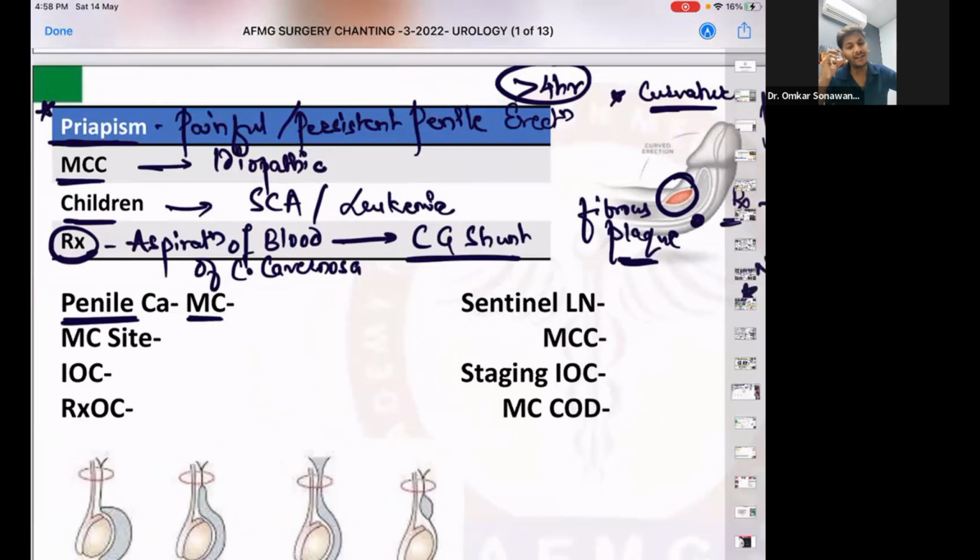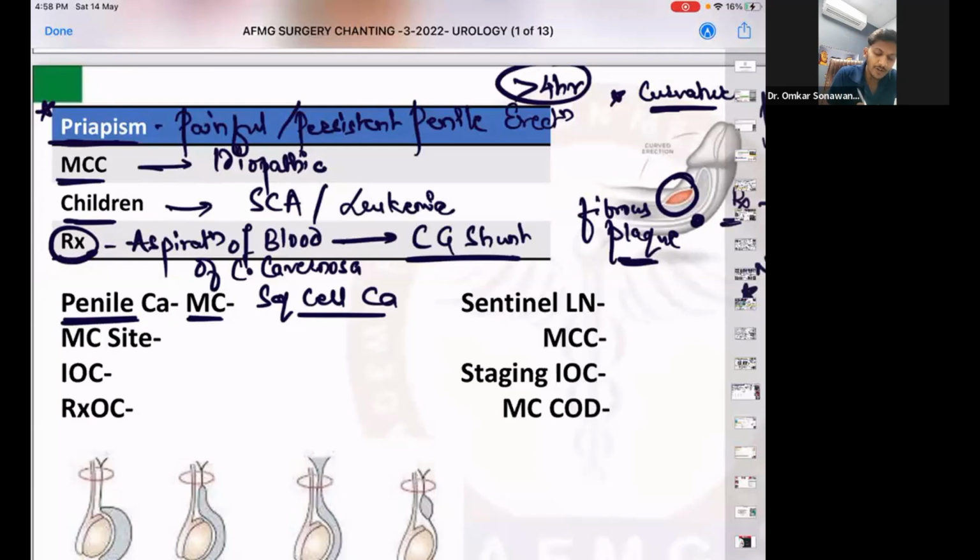Then if I talk about penile cancer now, what is the most common type of penile cancer? Anybody? Adeno or squamous cell? Very good. It is the squamous cell carcinoma. Most common type of penile cancer is usually squamous cell carcinoma.